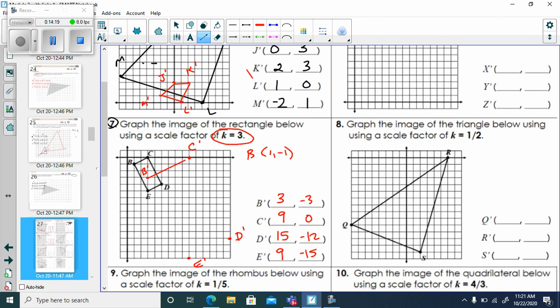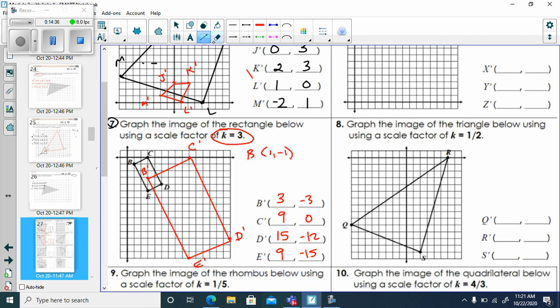B prime to C prime. C prime to D prime. D prime to E prime. E prime to B prime. Okay, there is your figure. Now this is 3 times the size of the figure that you had. Notice it's also farther away from the origin.